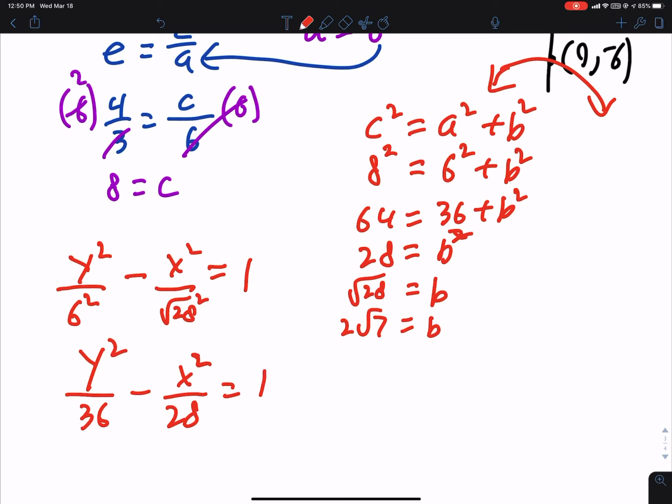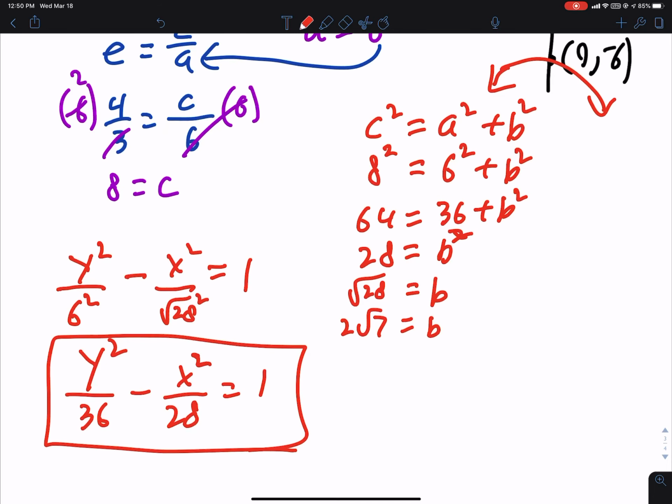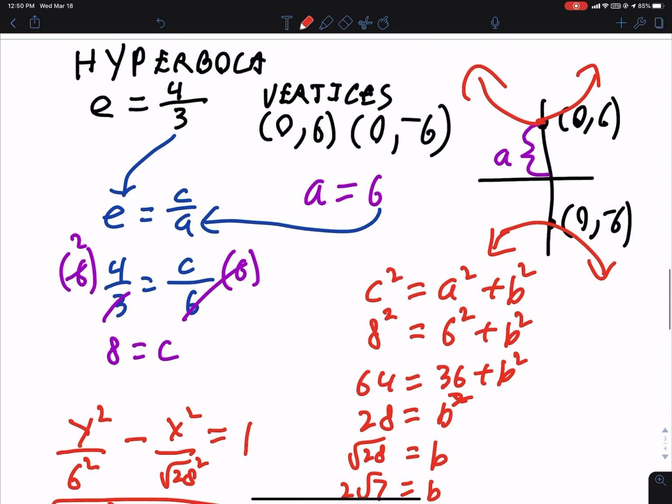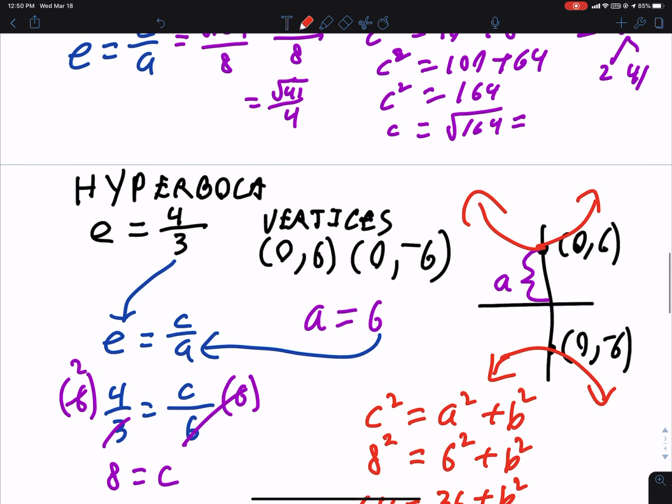So that's how you deal with eccentricity. Just remember, it's a ratio of c over a. And if you have an equation, you can calculate c and a and quickly find the eccentricity. But if you're given the eccentricity, as long as you have c or a, you can calculate the missing c or a. And from that, you can figure out everything.